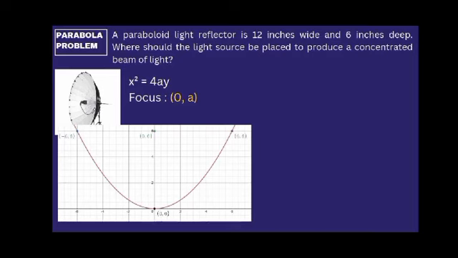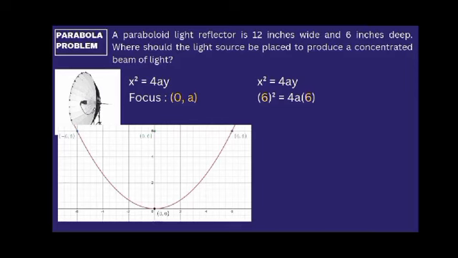Para mahanap yung a, kailangan natin gamitin ang isa sa mga equations ng parabola. Sa situation na ito, gagamitin natin ang x squared equals 4ay. Since given na ang ating x and y, isa-substitute lang natin sila sa equation, kaya naging 6 squared equals 4a times 6. Ngayong na-substitute na natin, i-solve na natin siya.